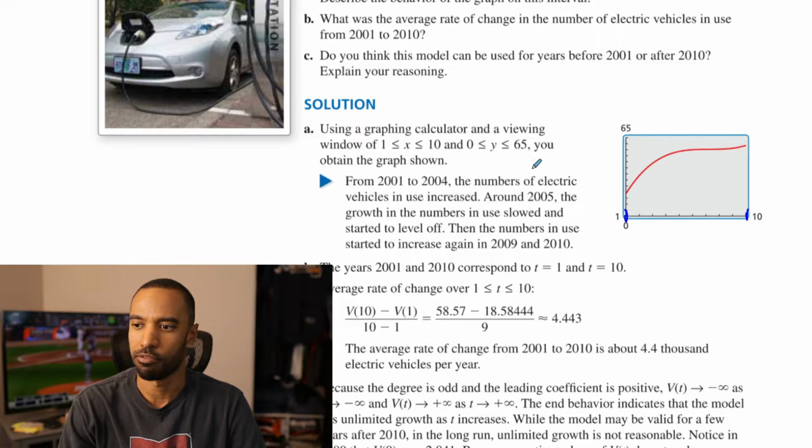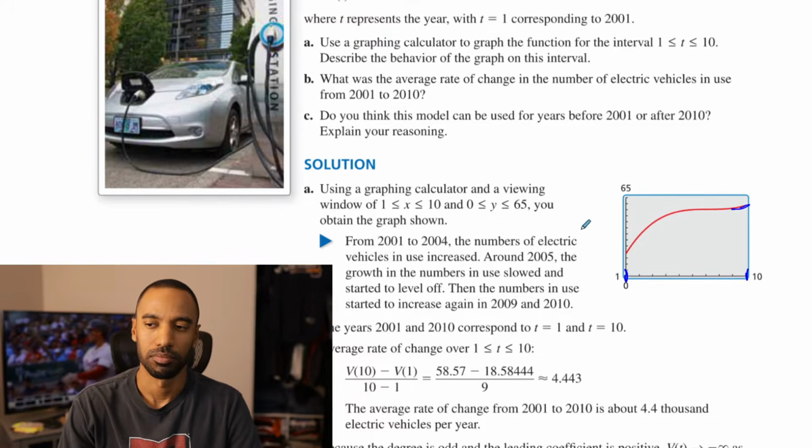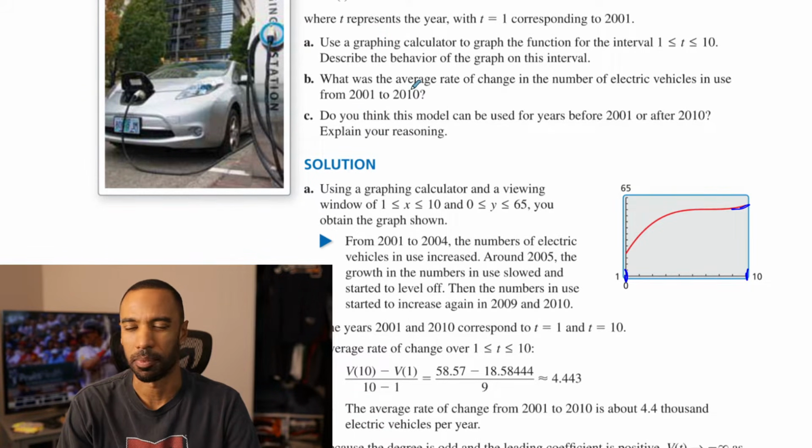From 2001 to 2004, the number of electric vehicles in use increased. Around 2005, the growth in numbers slowed and started to level off. Then the numbers start to increase again. Yeah, from 2009 to 2010. So that's their description. So we're going to have to do the same kind of stuff later.